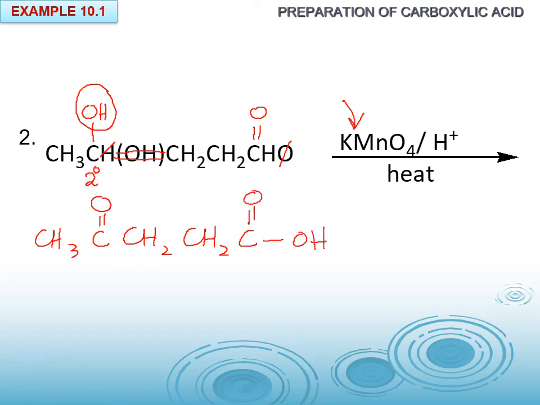Okay, so what is the name for this compound? There is one, two, three, four, five carbons, so 4-oxopentanoic acid. No need for a dash here. All right, that's your answer.